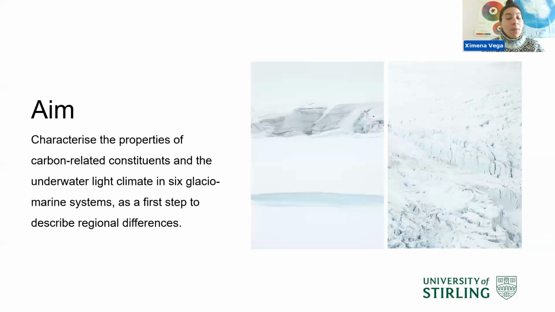So the aim of my project is, or was, to characterize the properties of carbon-related constituents and the underwater light climate in 6 glacial marine systems as a first step to describe regional differences. Why did I want to look at regional differences with regards to how glaciers deliver organic carbon to the marine systems?